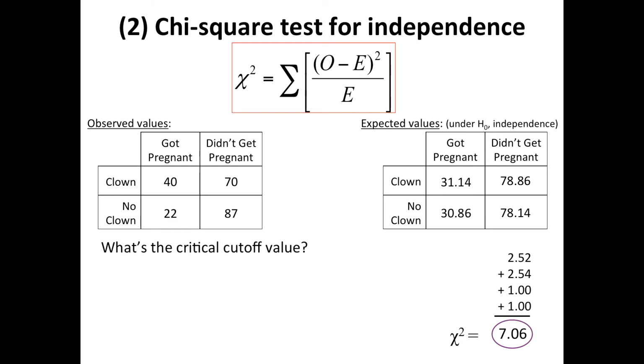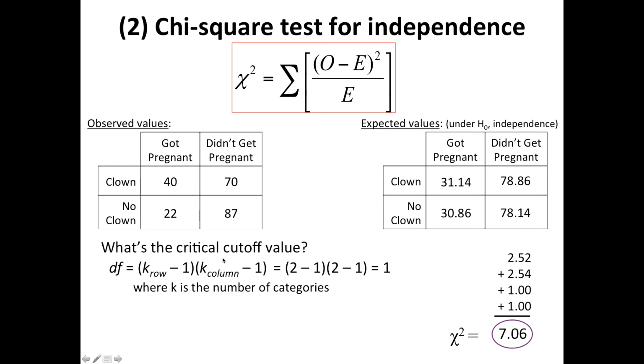What's the critical cutoff value? Again, we need a degrees of freedom. This time, it's the degrees of freedom for the rows times the degrees of freedom for the columns. K is the number of categories. So here we have two categories, clown and no clown, so 2 minus 1. And then two categories here, got pregnant, didn't get pregnant, 2 minus 1. So we multiply those by each other, and we get 1.